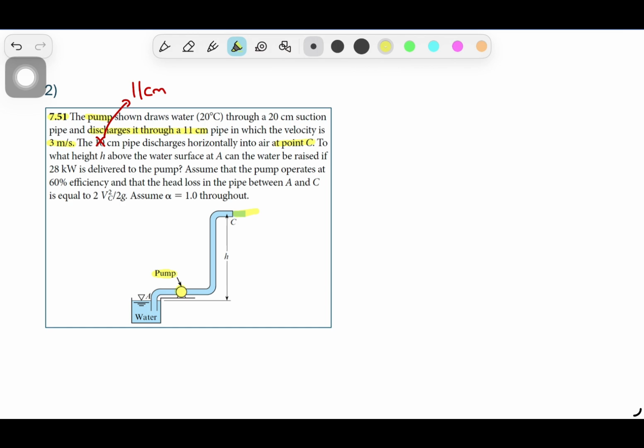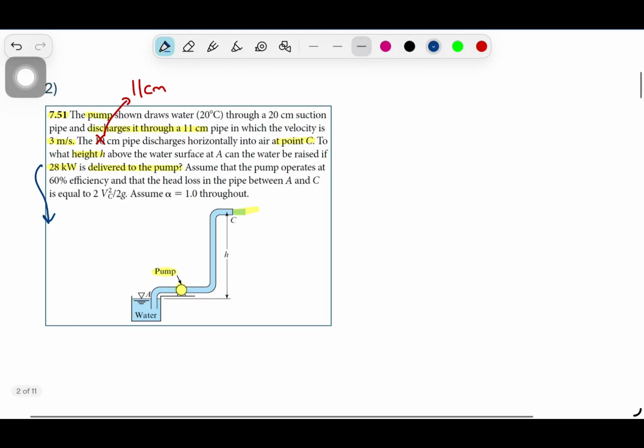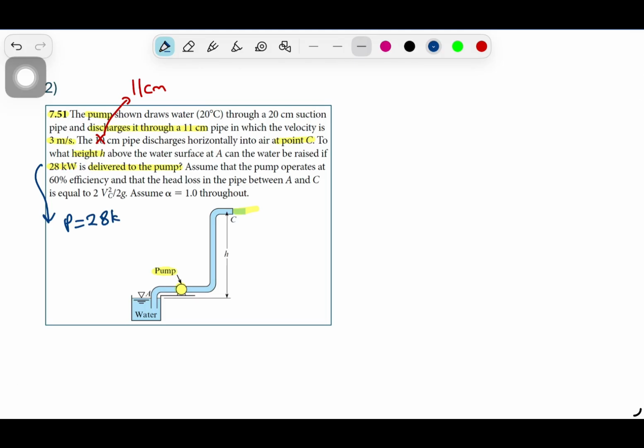To what height, h, above the water surface at A, can the water be raised if 28 kilowatts is delivered to the pump? So this means in this question, instead of calculating the power from the pump, the power is actually given. So it is 28 kilowatts.